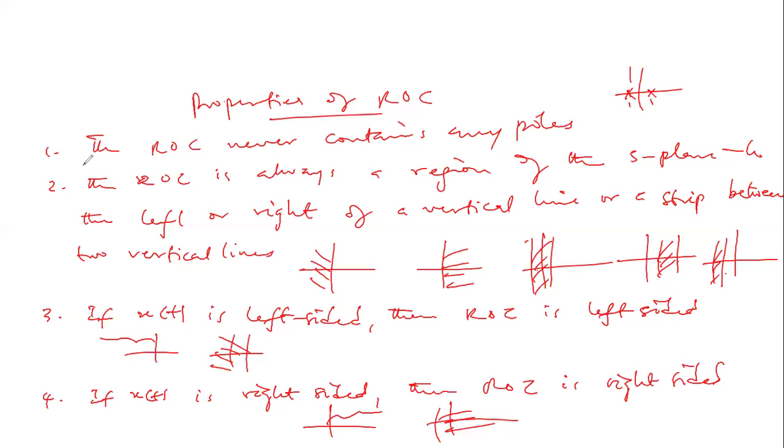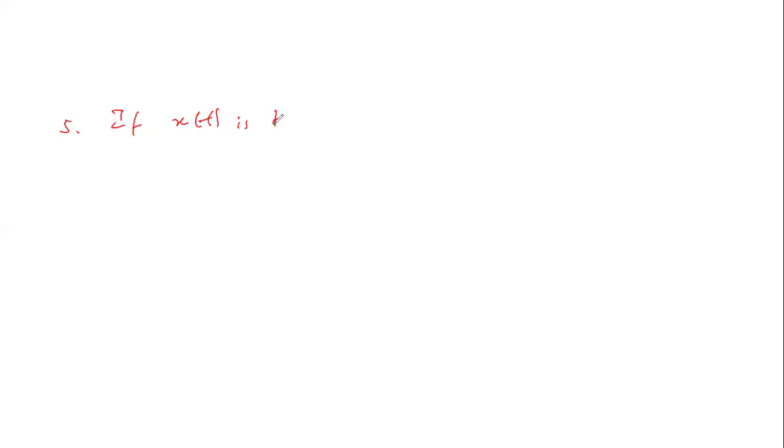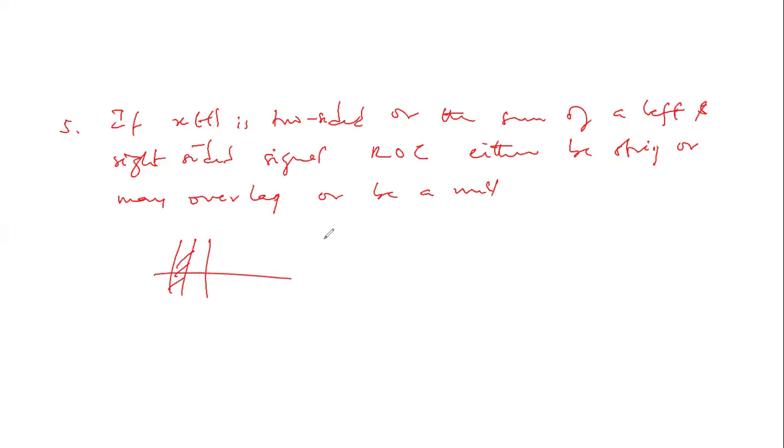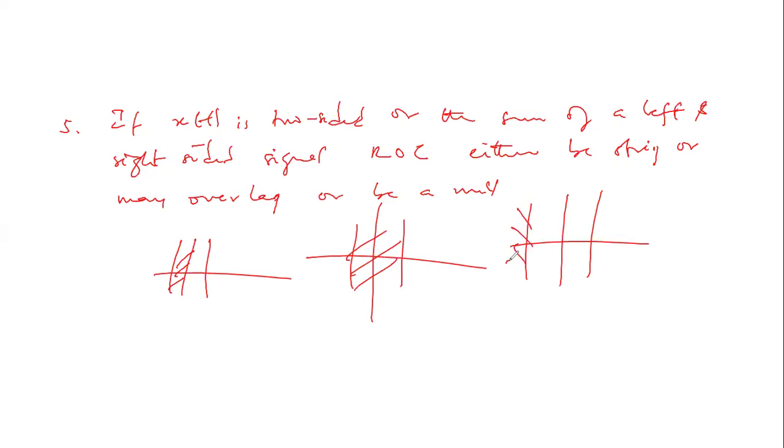So let's write this. The fifth point: if s of t is two-sided, or better still, the sum of a left and right-sided signal, then the region of convergence will either be a strip, or it may overlap, or be null. Okay, so we could have something like this, a strip like this. Let's say this is the line, so it could be something like this. It could overlap. It could also be something like this, where it doesn't even overlap.